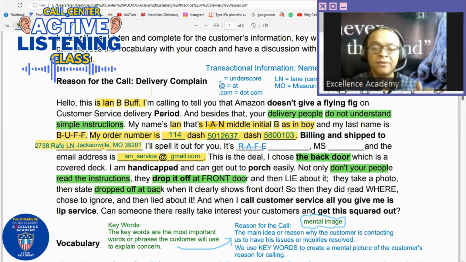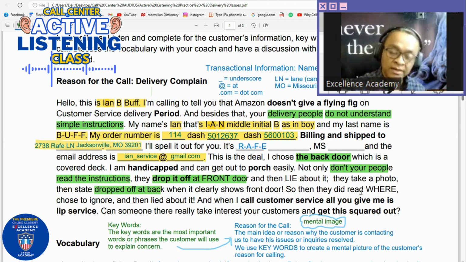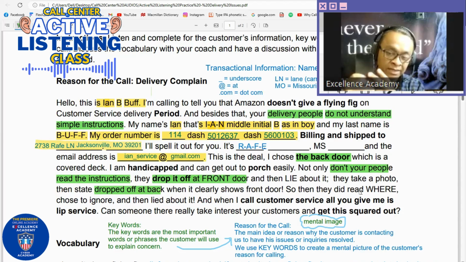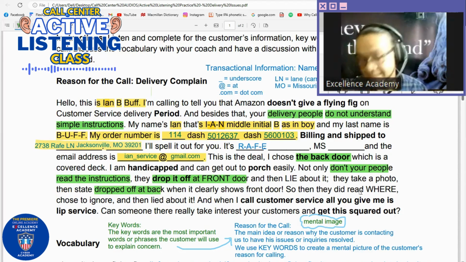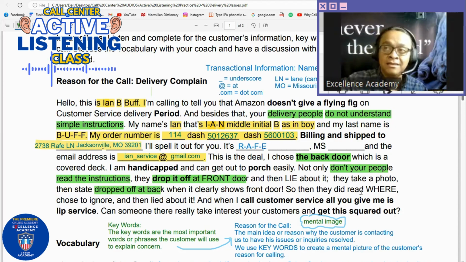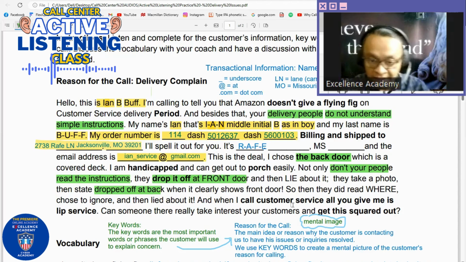So then they read where, chose to ignore, and then lie about it. So they read the instructions, they ignore the instructions, and then they lie. They say that the package was delivered to the back door. So they lie about it intentionally. And when I call customer service, all you give me is lip service. Can someone there help me take interest? That's okay, so that's not important.